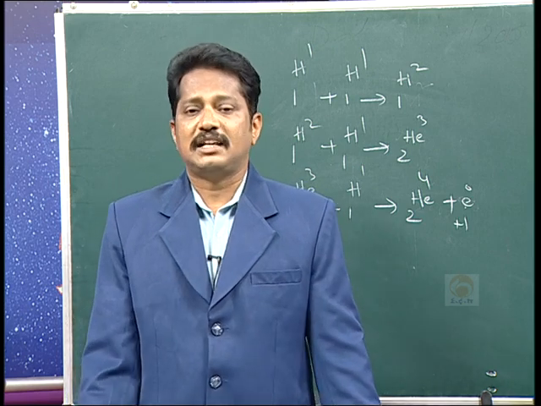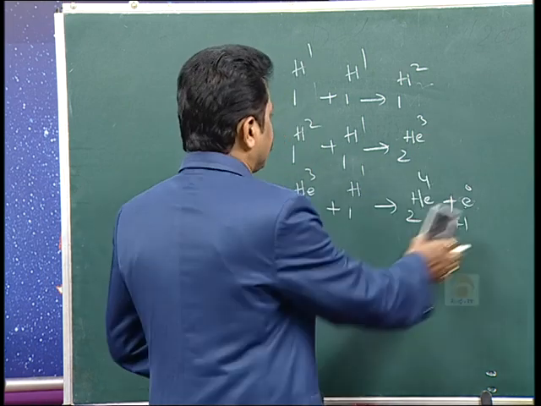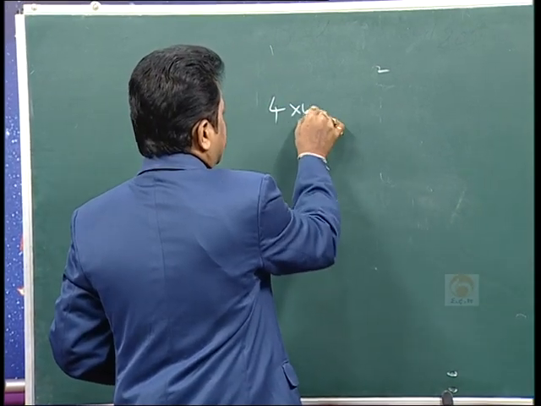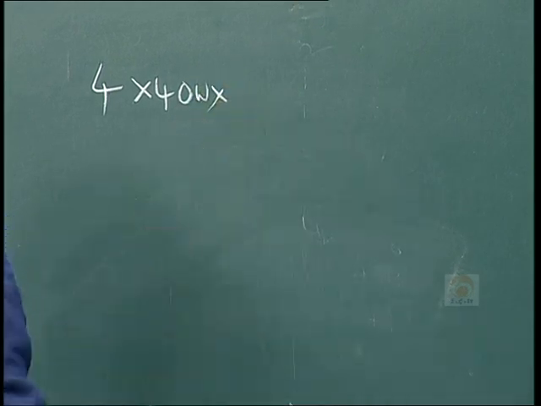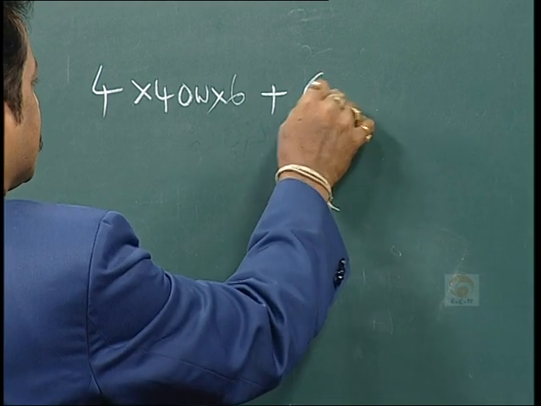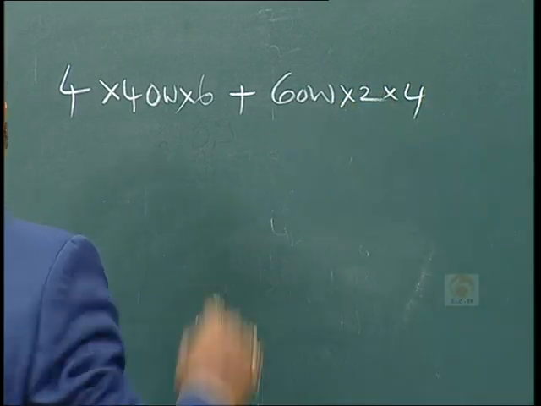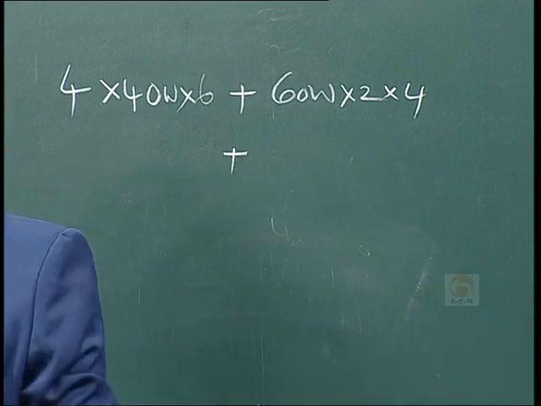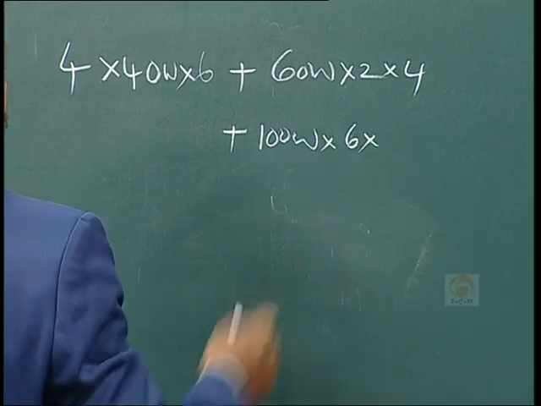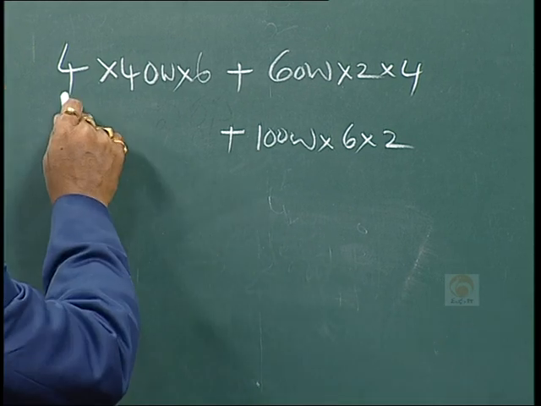So, for example, there are 4 tube lights, you know that there are 4 tube lights, each one 40 watts and used for 6 hours per day, and there are 2 bulbs of 60 watts used for 4 hours per day, and for example a fan of 100 watts used for 6 hours, and you have 2 fans, these only. You want to know how much electricity is consumed per month.